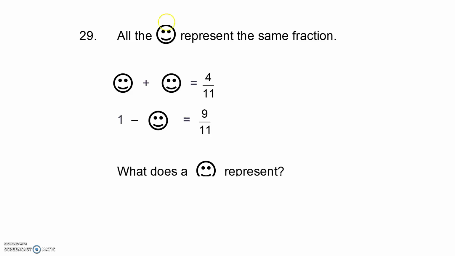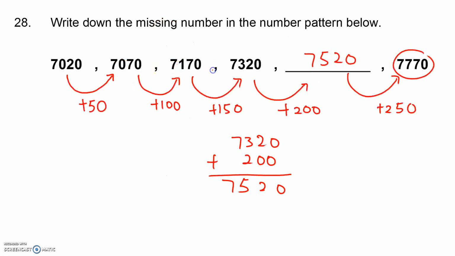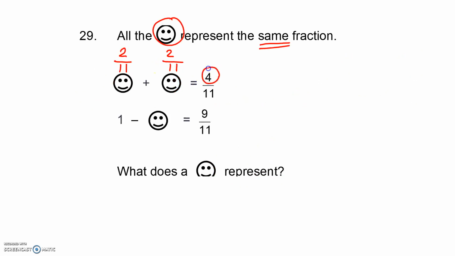This is the smiley face, it shows the same fraction. So you have a fraction and you have a fraction, and it's going to give you 4/11. So the denominator doesn't change, but the two numbers on top, the numerators, need to stay the same. So it has to be 2 and 2, because 2 plus 2 will give you 4. So the question here is asking, what does this smiley face represent? The answer is 2/11. This will help me to double check my answer.